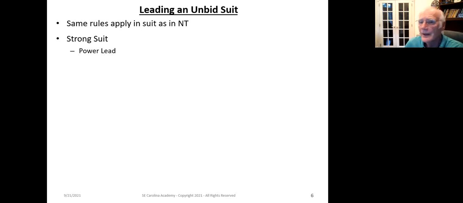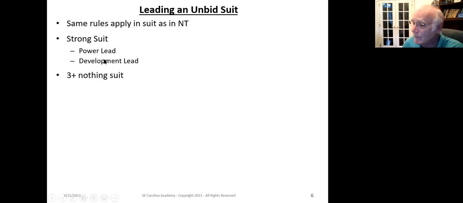So in strong suits, we're going to make a power lead. And if we can't make a power lead, we're going to make a development lead. Okay, and if we get to the point with an unbid suit that we don't have a good power lead or development lead, remember, it includes fourth from your fourth-best in the suit, so your partner can apply the rule of 11. Yes, we use the fourth card leads in our suits against suit contracts, so our partner can apply the rule of 11 there.